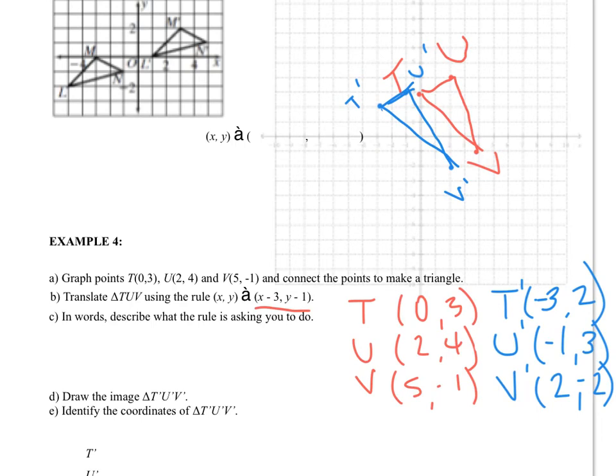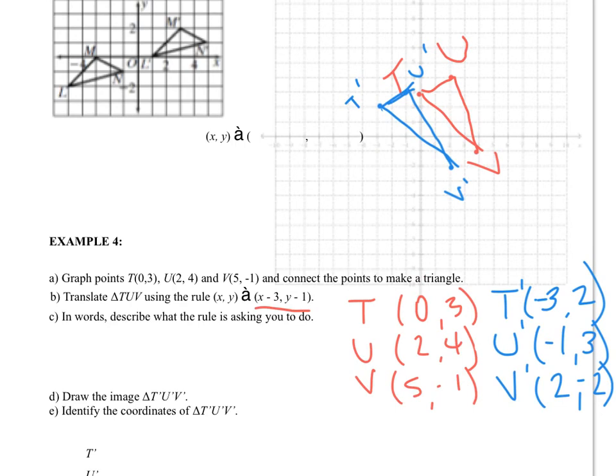And that is step C. Oh, we haven't done step C. Okay, so we translate it, and then D says draw the image. Well, here's the new image. And then E says to identify the coordinates. Well, here's your coordinates, which is why it's best that we go ahead and do this anyway, because you need to be able to tell me what they are.